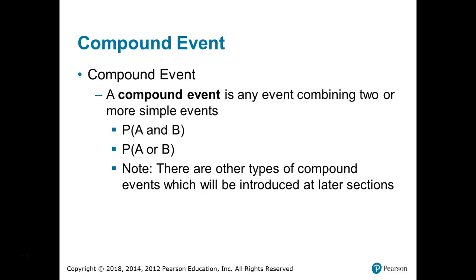So let's talk about a compound event. A compound event is any event combining two or more simple events. Whereas in section 4.1 we only talked about one event occurring, flipping a coin and getting heads, now we're talking about two or more events. So think maybe a deck of cards and you want to say the probability of getting a red card and a queen. Or we can say the probability of getting a jack or a 10 would be examples of compound events.